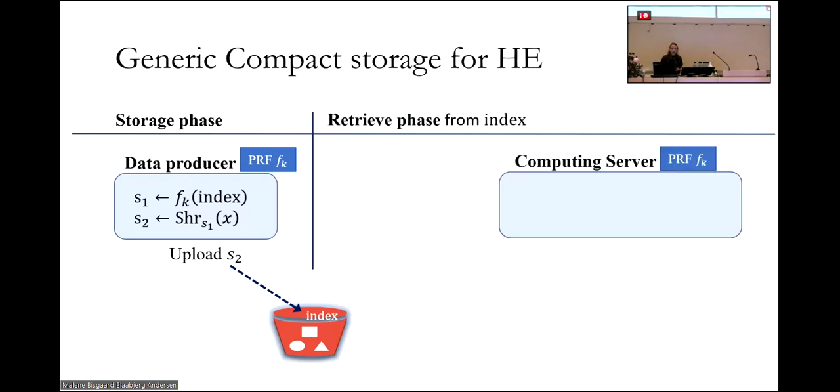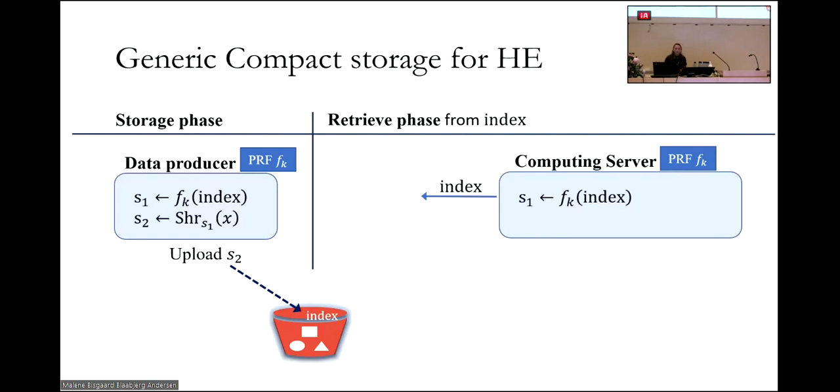To retrieve, the computing server here is also holding the same PRF key to compute the first share. I just want to mention that in reality this is not a problem, because we can have each data producer have a PRF key. And the computing servers in the system, using authorization and authentication, can get authorization to access this PRF key. You will store it in a KMS. This is usually what's going on.